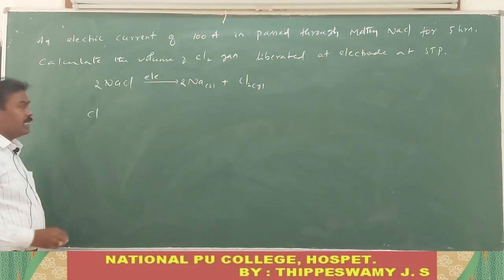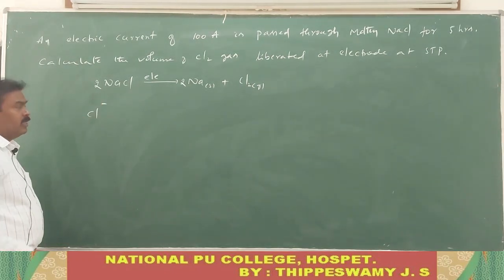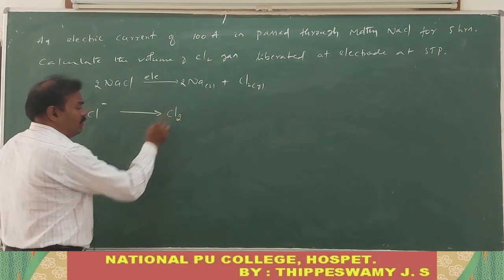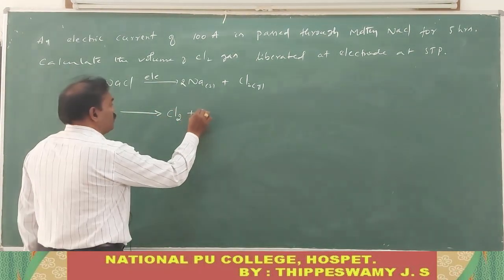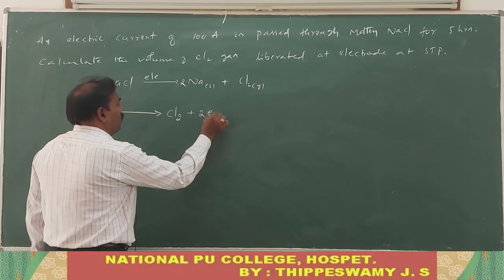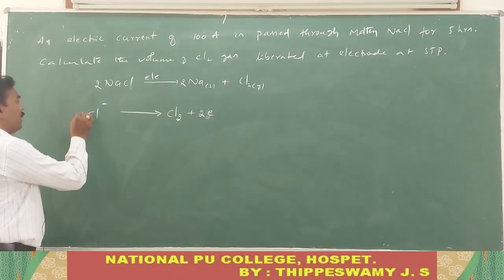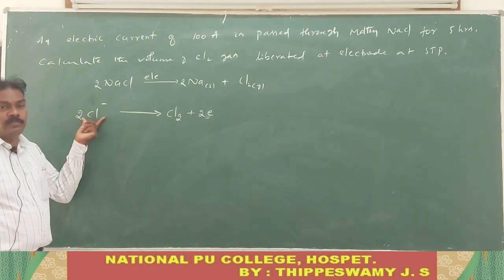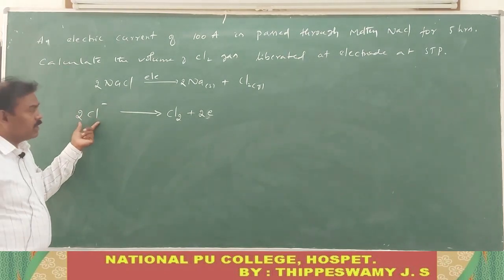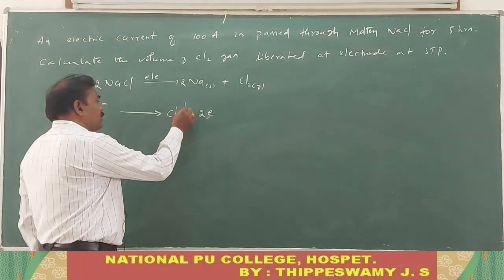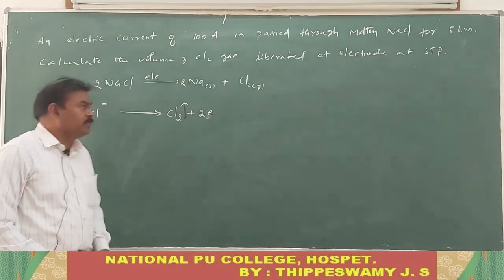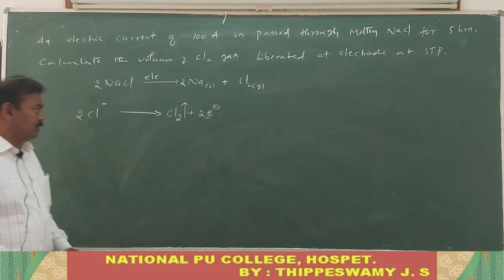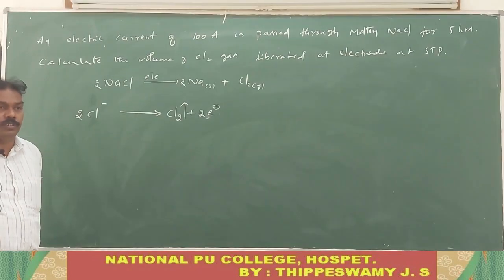Now here, the chlorine will be there. This is Cl minus. Cl minus is converted into what? Cl2. That is by losing how many electrons? 2 moles of electrons. Now here we can take 2 moles of Cl minus ions. Why we have to take 2 moles? Because the chlorine will be released in the form of gas only. Therefore, the 2 moles of electrons will be released. Then the chlorine gas will be produced.